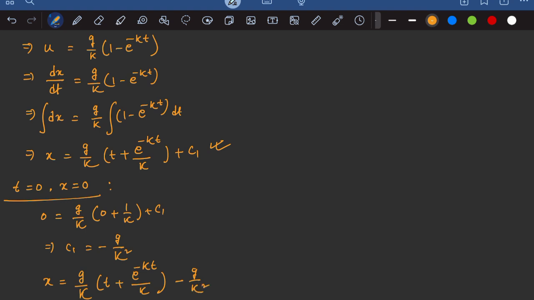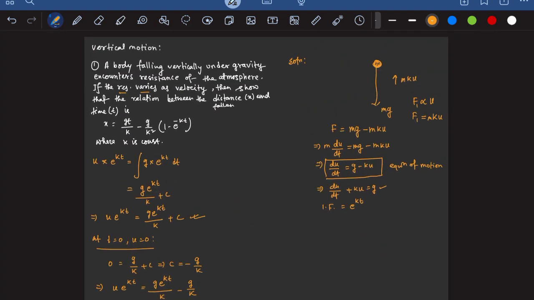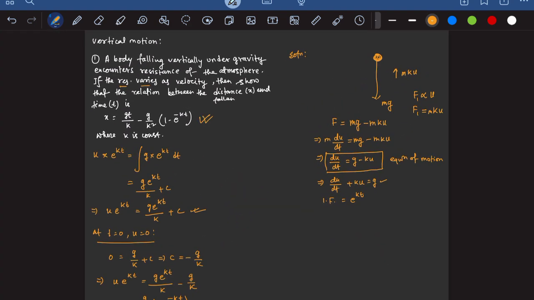Now if you take the last two terms together with gt/k and take g/k squared common, then immediately you are going to get this relationship. This is the expression we were supposed to get. So finally we got this relation between x and t.